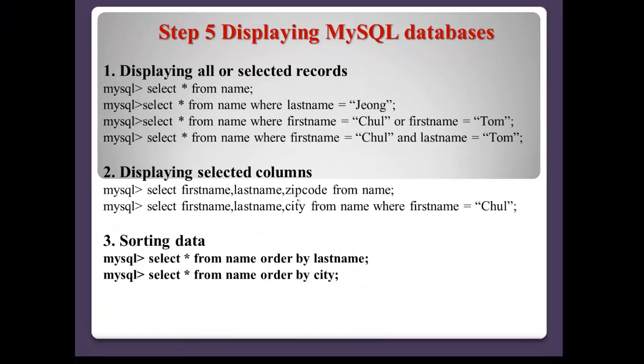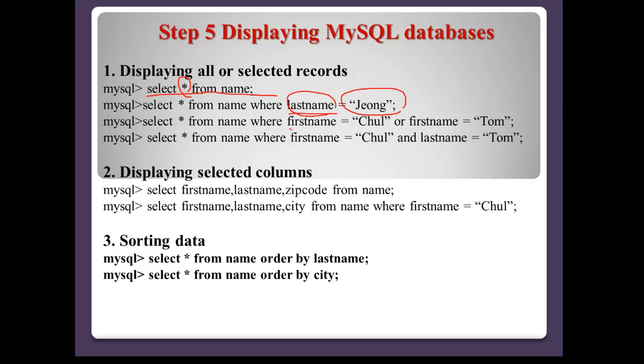Okay, step 5. Display MySQL databases. Number 1, display all or select records. So select star from, in this case, the star will be the columns. And select star from name where, in this case, we can decide the exact column name. So in this case, maybe data will be John.